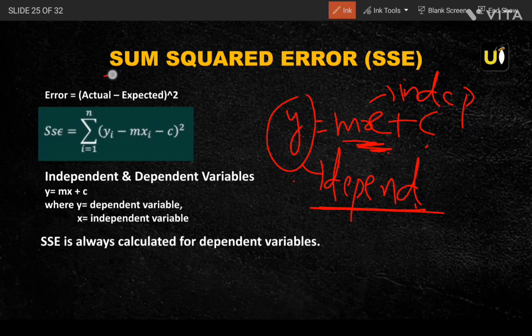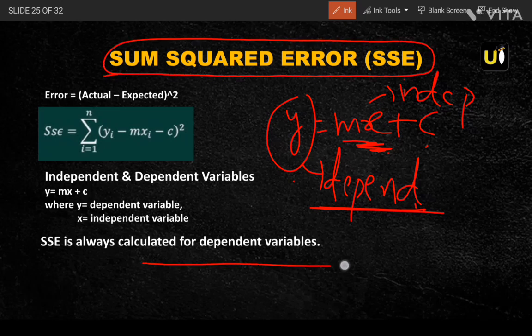The sum squared error is always calculated on the dependent variable, because an independent variable can be anything. There is no error, no actual value, no expected value. But in the case of a dependent variable, the terms actual and expected come in. So this sum squared error will always be calculated for dependent variables.